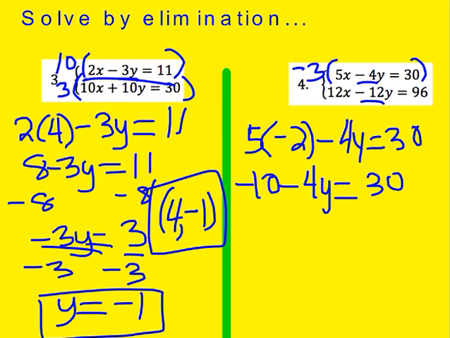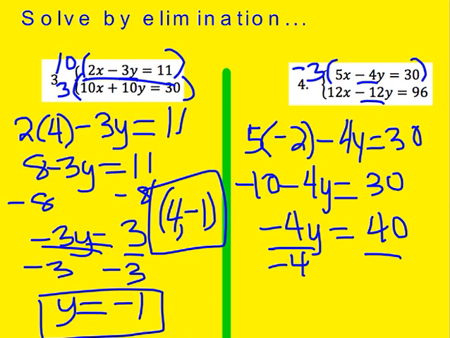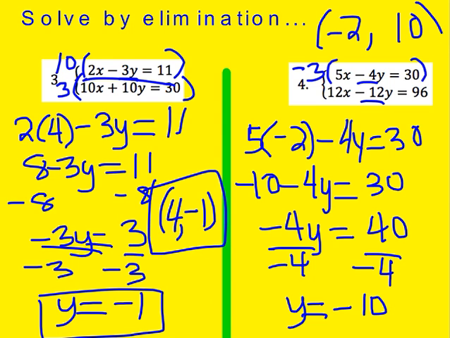So I'm going to go ahead and add 10 to both sides. So when I do that, I get negative 4y is equal to 40. Divide both sides by a negative 4, and I end up getting that y is equal to a negative 10. So my x is a negative 2, and my y is a negative 10. So that's my coordinate point and my final answer.